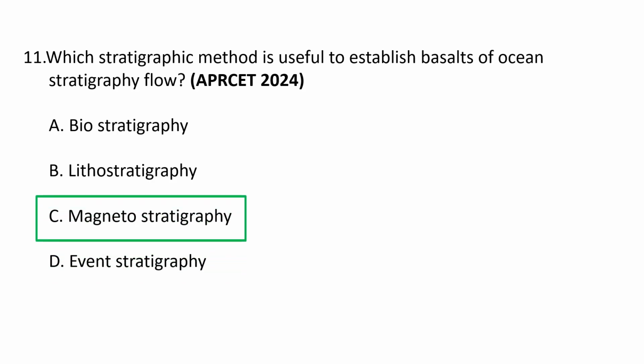Magnetostratigraphy. This is a very useful method for ocean basalts, and it involves measuring the remnant magnetism which is preserved in the rock at the time of the formation. Basalts record the Earth's magnetic field polarity at the time they erupted and cooled. So by correlating the sequence of normal and reverse polarities in the basalt flows with the established global magnetic time scale, the age of the basalts can be determined. So the magnetostratigraphy method is useful to establish the basalts of ocean stratigraphy flow. C is the correct option.